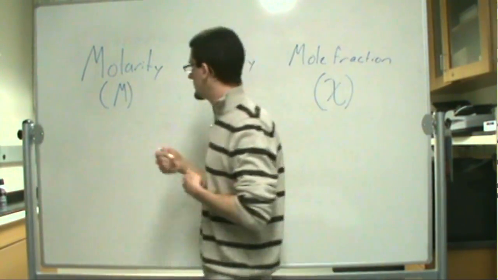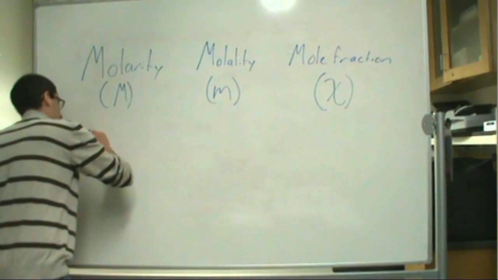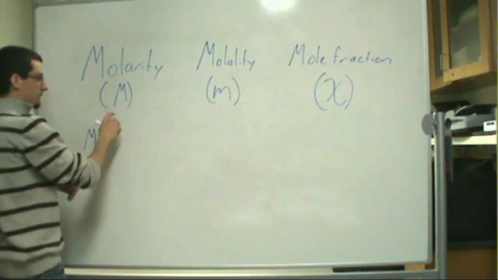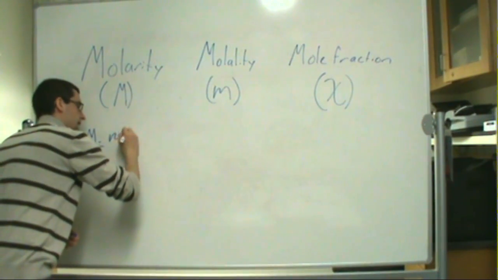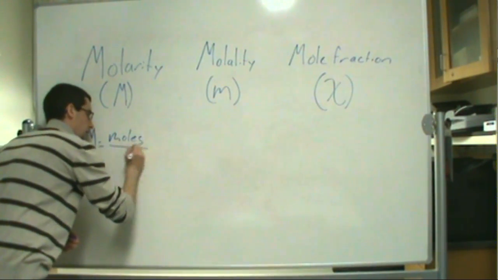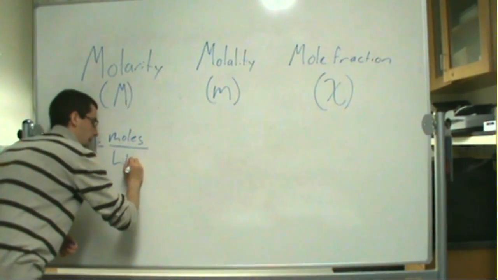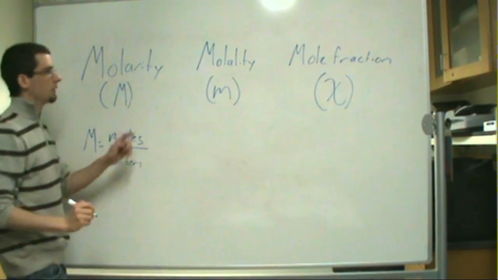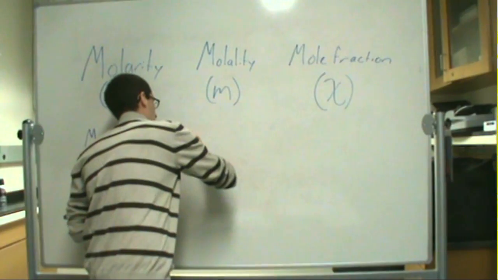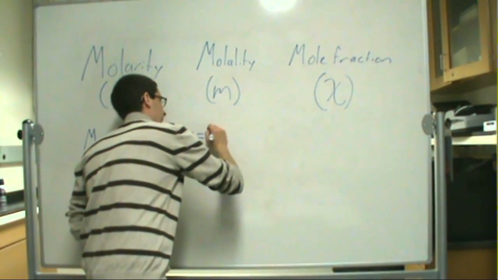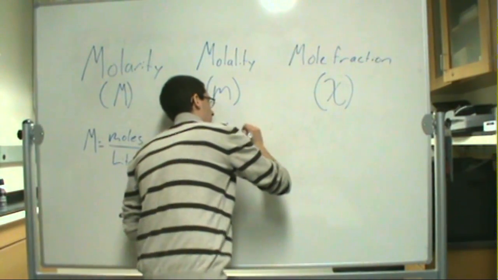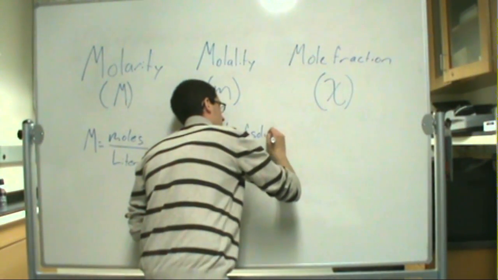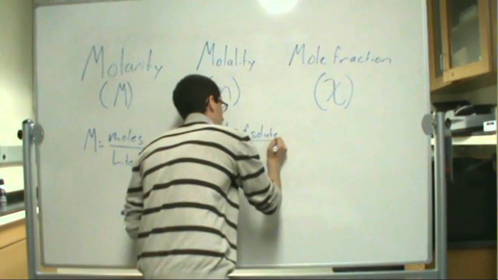So molarity is defined as capital M, so that's usually what indicates that you're looking at molarity. It's moles over liters. Molality is often shown as a little m, and it's moles of solute divided by kilograms of solvent.